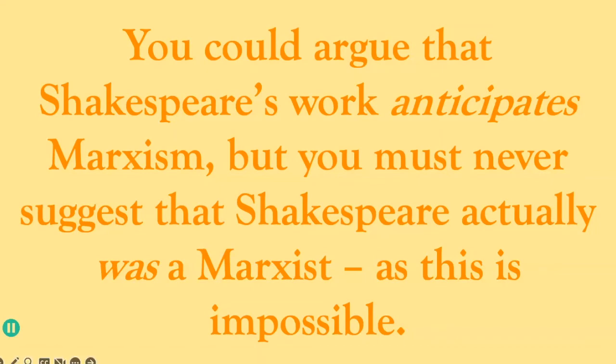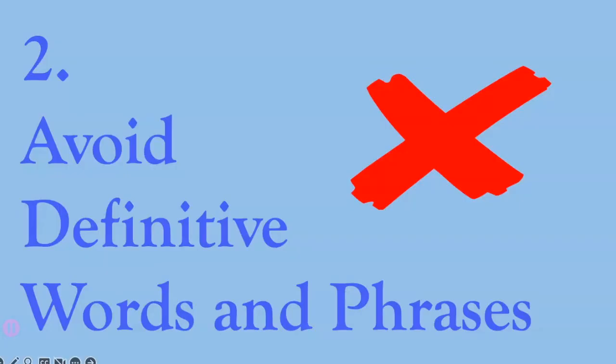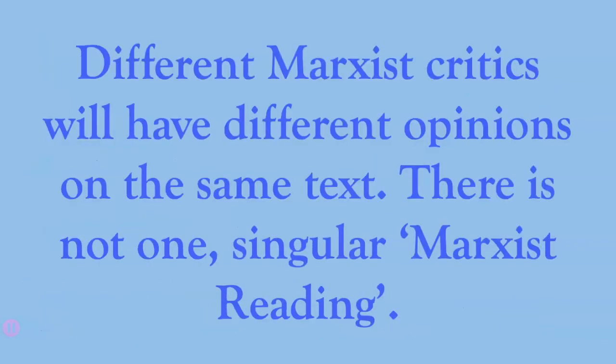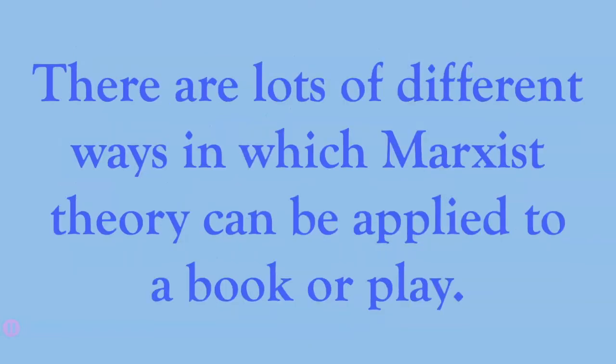And now for common pitfall number 2, avoid definitive words and phrases. When you're applying Marxist theory to a literary text, you must bear in mind that there is not one single Marxist way to interpret the text. Different Marxist critics will have different opinions on the same literary work. There is no singular Marxist reading. Instead, there are lots of different ways in which Marxist theory can be applied to a book or play.